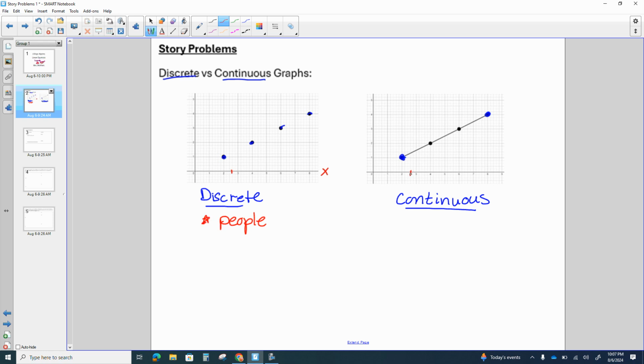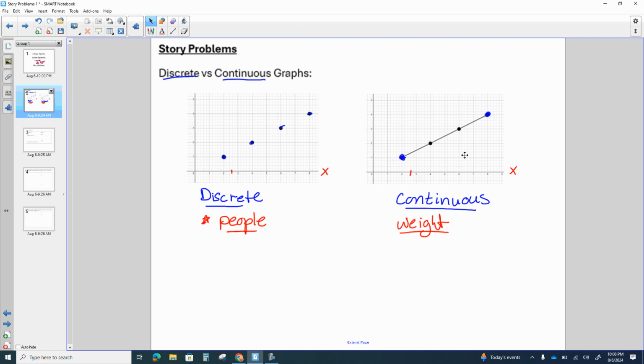Continuous is, again, if we look at that 2.5, can I have weight? Can I have 2.5 pounds? Well, yeah, I can have all types of pounds. I can have 2.5, I can have 2.25. There's all different types of weight I can weigh or be picking up. So weight would be considered continuous. It's really about that domain, and you have to ask yourself, can you have that? That will determine the graph.